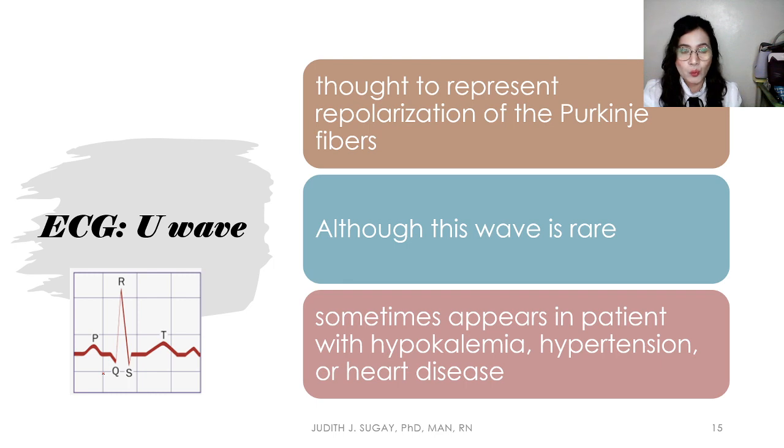Now, we have the U wave. The U wave is thought to represent repolarization of the Purkinje fibers. Although this wave is rare, which we don't have here, sometimes it appears in patients with hypokalemia, or low potassium level, and patients with hypertension or heart disease. If present, the U wave follows, of course, the T wave and is usually smaller than the P wave.